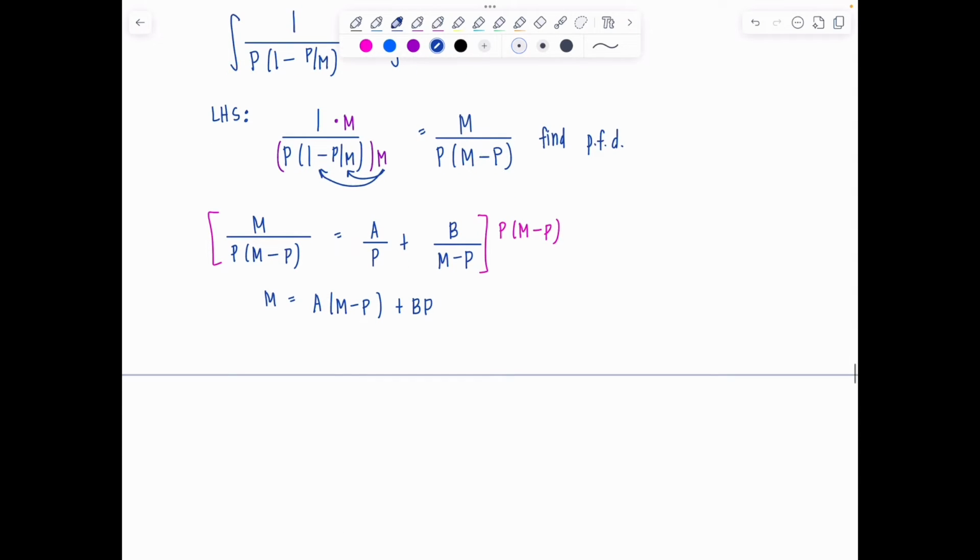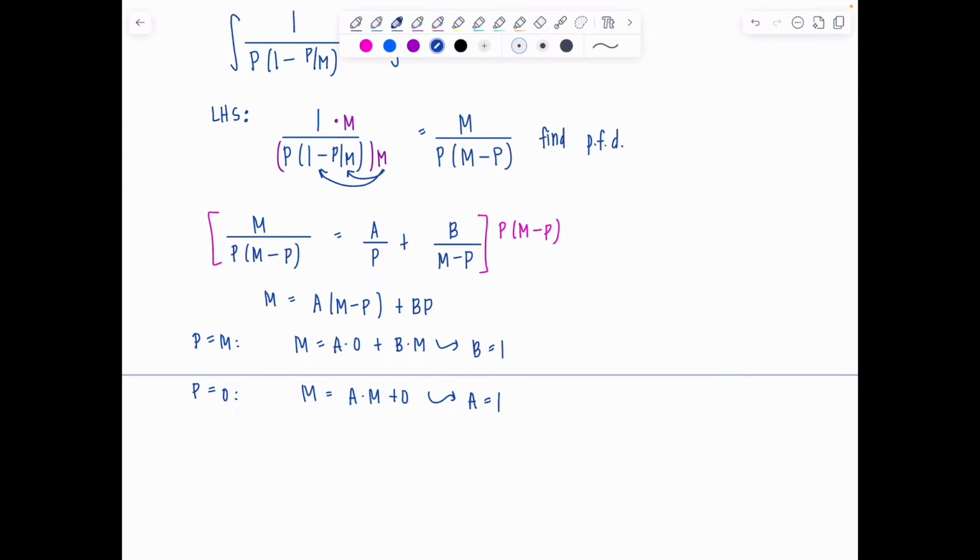Let's say P is equal to M. Then I have M equals A times 0 plus B times M. So B is 1. And then say P is equal to 0. Then I have M equals A times M plus 0. And I get A is equal to 1 as well.